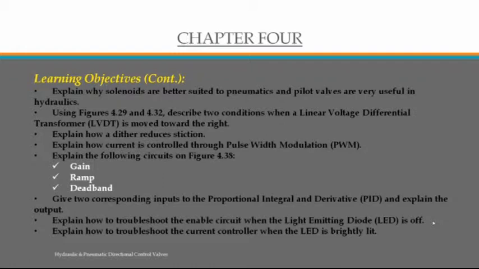Explain the following circuits on figure 4.38: gain, ramp, deadband. Give 2 corresponding inputs to the proportional integral and derivative and explain the output. Explain how to troubleshoot the enable circuit when a light emitting diode is off. Explain how to troubleshoot the current controller when the LED is brightly lit.